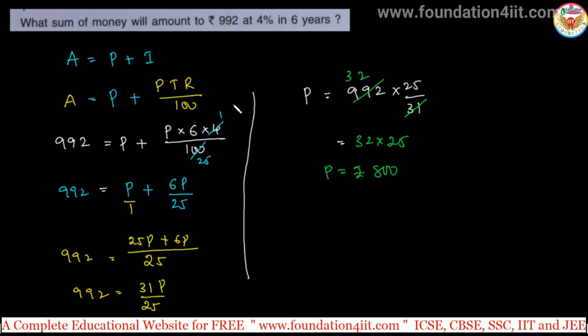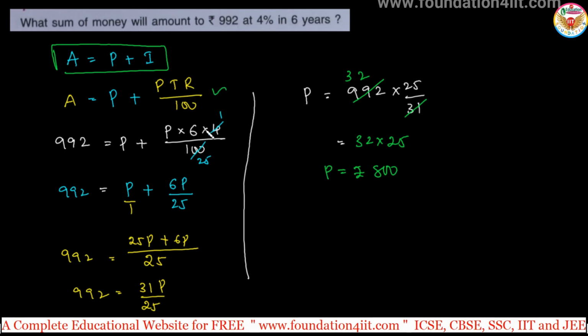So what sum of money? So 800 becomes 992 at 4% in 6 years. Right. This is a calculation. Directly from this, you can take this formula and substitute directly. And let us see some other problems more in this algebraic and alternate method.